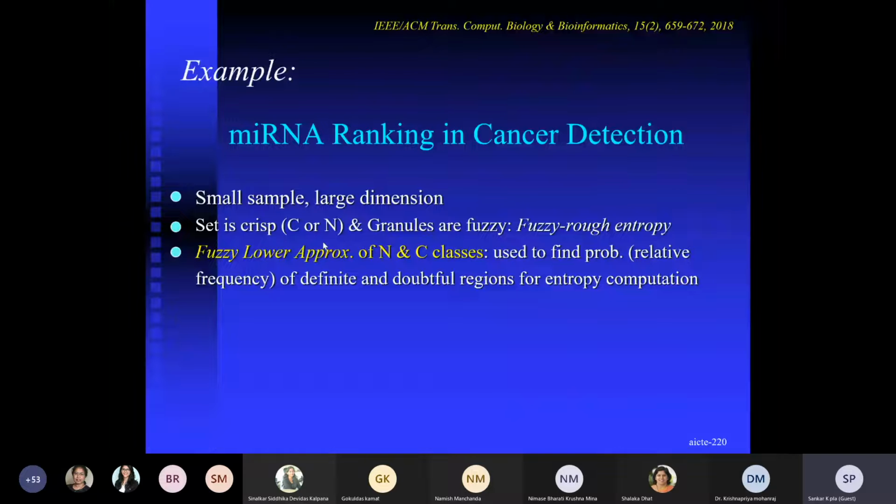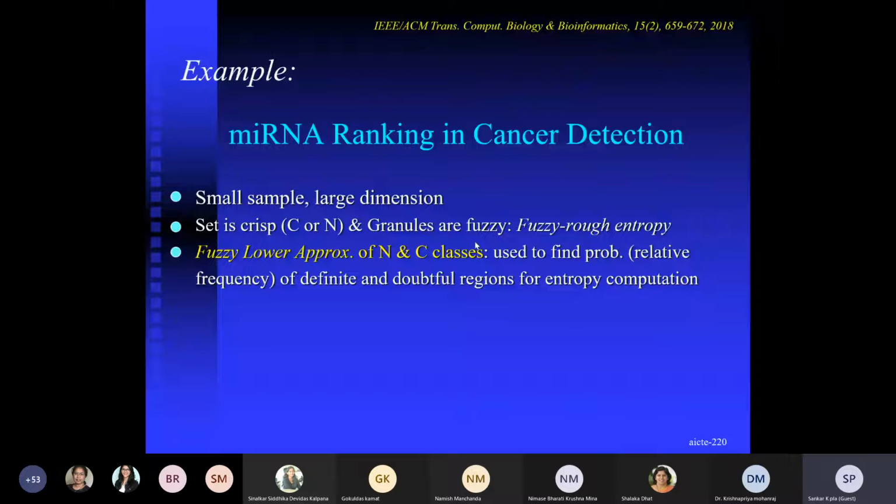So here is the challenge: the granules are fuzzy. So we will use fuzzy rough entropy, and we will use the fuzzy lower approximation of normal and cancer. This is a supervised system, so I know which patients are normal and which are cancerous. Every patient has the same number of microRNAs, but the microRNAs have different expression values corresponding to normal ones.